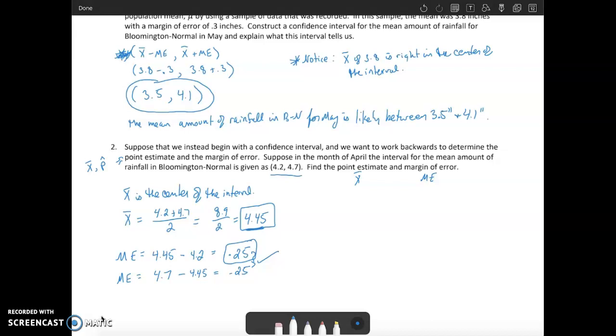So giving this as a visual, for you visual learners, what this interval looks like then is I'm going to put 4.45 right in the center. 4.2 is down here. That's my lower limit. 4.7 is up here, my upper limit. And what we're saying is that the margin of error, the distance on both sides, is 0.25. That's the plus minus amount.